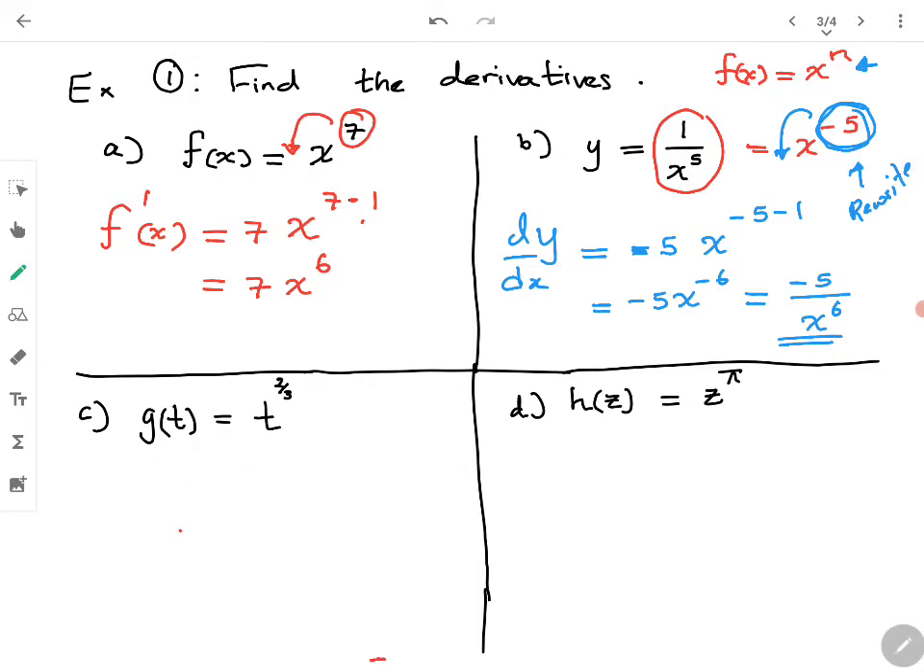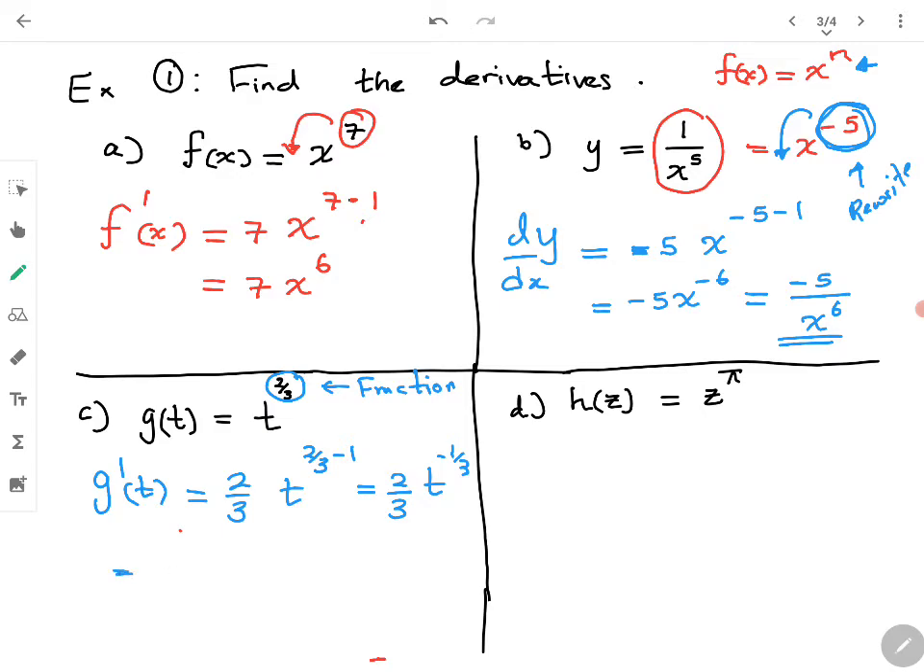Then the third example, here we have the function g of t is equal to t to the 2/3. So here the power is a fraction. It doesn't matter if it is a fraction, if it is a real number and it's in the power function form, you can use the power rule. So here then the derivative of g is going to be, bring that power down, 2/3 down, then subtract 1 from that exponent. Then simplify this. So 2/3 t to the negative 1/3.